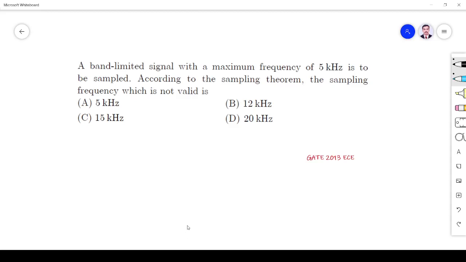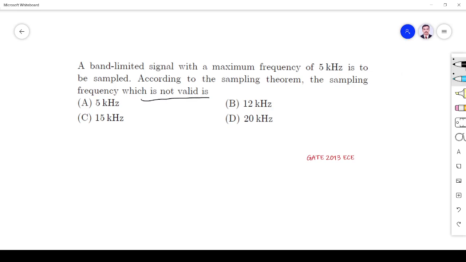Hi friends, in this video let us solve a signal system related question asked in GATE 2013 EC paper. And the question is, a band limited signal with a maximum frequency of 5 kHz is to be sampled. According to the sampling theorem, the sampling frequency which is not valid.